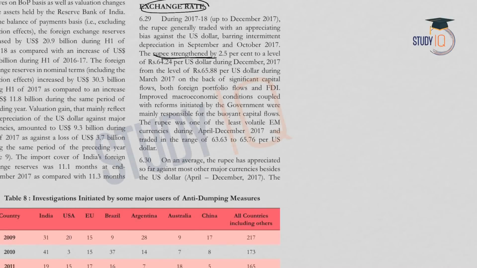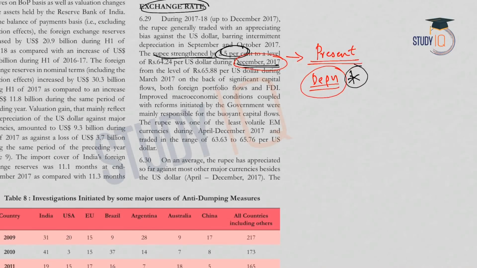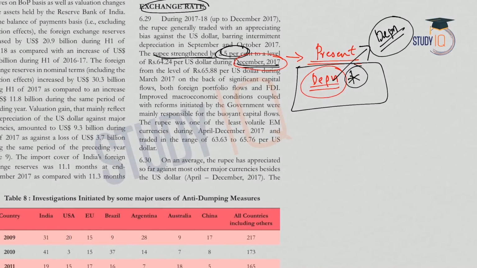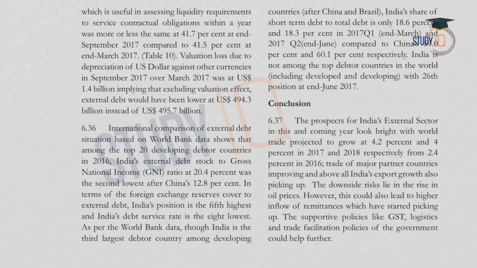Now coming to the exchange rate. According to the economic survey, the rupee strengthened by 2.5%. This was during December 2017. Remember, it was in December 2017. But now if we look at the present scenario, we are witnessing a depreciation of the rupee. So in the next economic survey, definitely there will be discussions on the depreciation of the rupee, and we have already discussed the depreciation of the rupee, the factors contributing to it, the external factors, domestic factors, etc. If you need clarity regarding this, please watch the video on depreciation of the rupee. You will get a clear idea about the present situation.